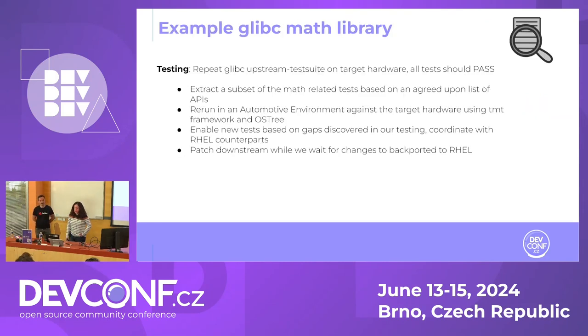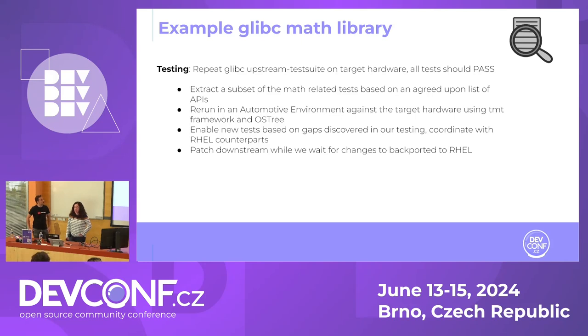So stepping through an example of the glibc math library, which is an area in the safety scope, what does that mean and what would that look like? What is all the rigor we have to do for that exactly? So one follow-on activity mentioned in this risk assessment would be to repeat the glibc upstream test suite against the target hardware. All tests should pass. So for us, that just means we need to take the same test suite that RHEL is running and rerun it in an automotive context against the APIs that are identified by the subject matter expert related to the math library.